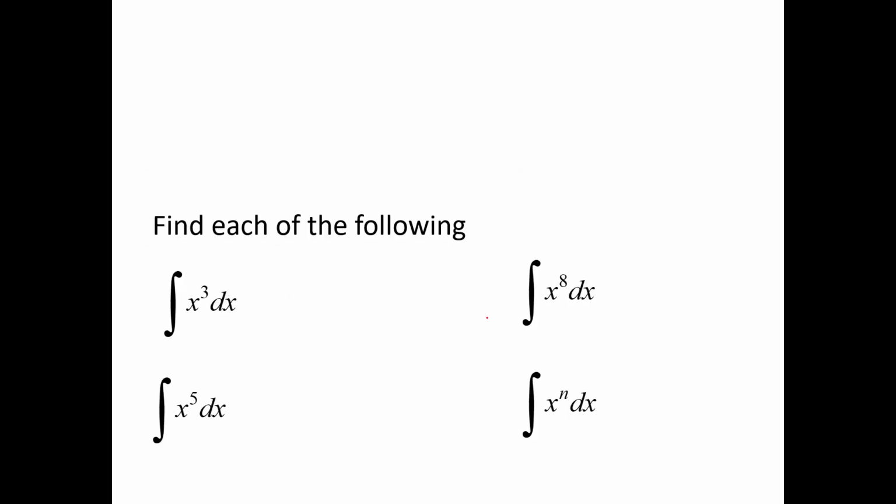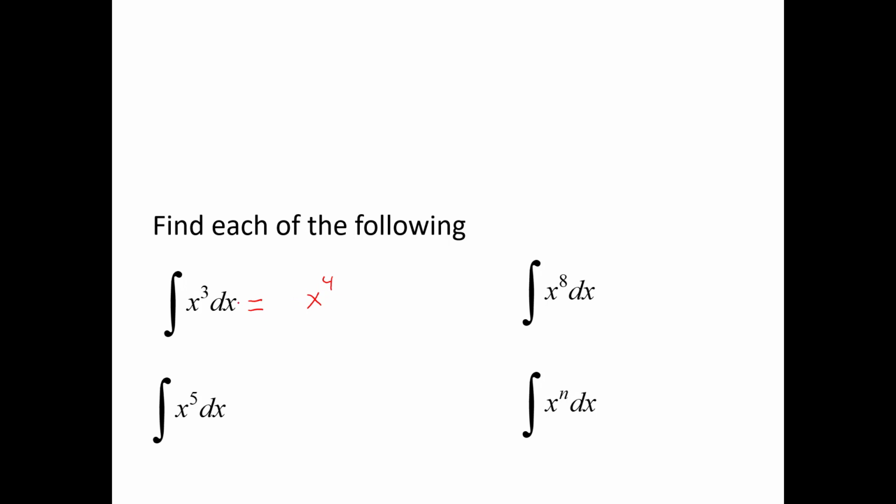Okay, so pause the video and take a moment and do each of these. Each of these is just a power function. And so again, this is just asking, what do I take the derivative of to get x to the third? If we want to end up with a power function, we should start with a power function. Since we're going to take one away from the exponent when we take the derivative, we should start with one more. So we should start with an x to the fourth.